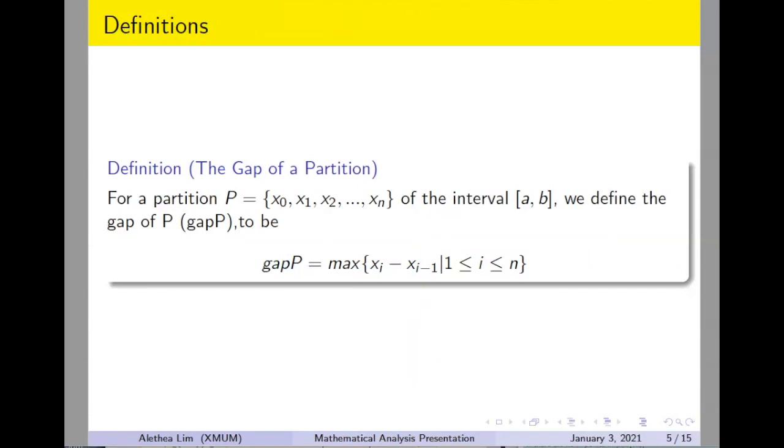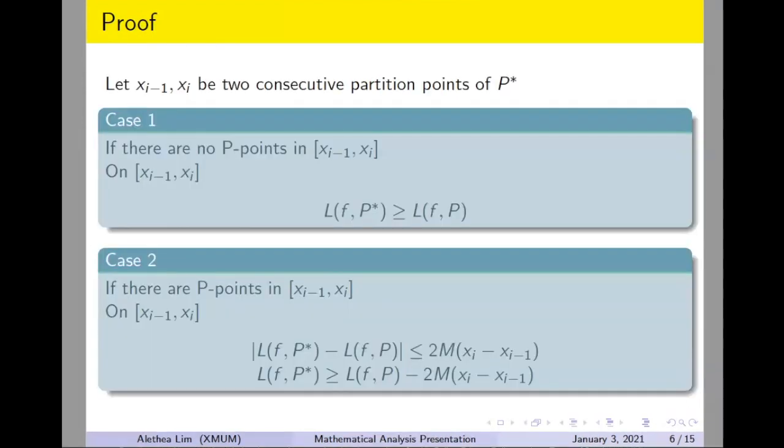For partition P of x0, x1, x2, all the way to xn, of the closed interval [a, b], we define the gap of P, otherwise denoted gap P, to be the maximum of the interval between any two consecutive points, where i is between 1 and n, and we look at the distance from xi to xi minus 1. We now begin with the proof.